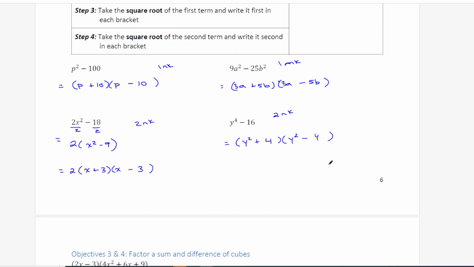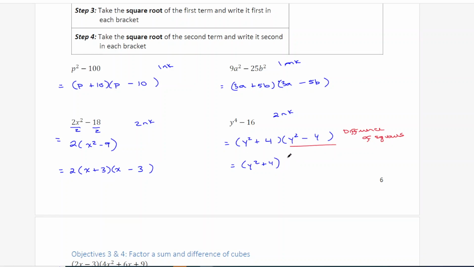What? Why am I not done? Can anyone see it? This is still a difference of squares. So it's a 2-mark question, and I have to factor using a difference of squares twice. So all I would do is keep this first bracket the same. This one's not factorable because it's not a difference of squares, so we call this prime.